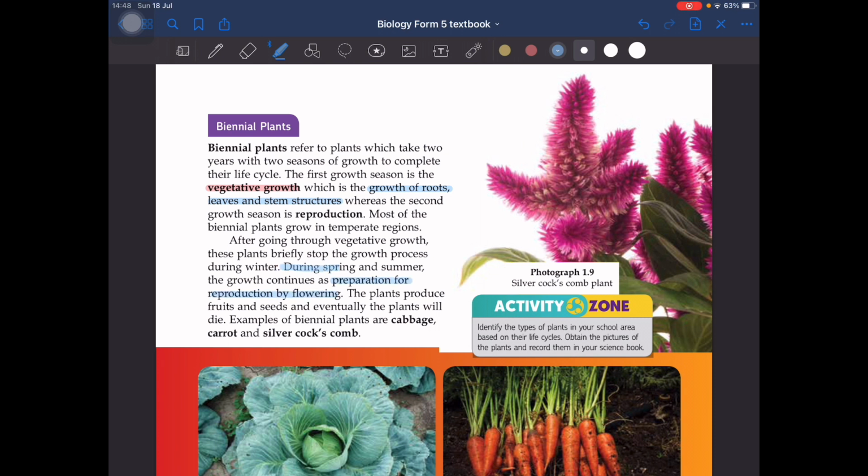Okay, during spring and summer. Preparation for reproduction by flowering. So the plants produce fruits and seeds, and eventually it will die. So that's the end of the life cycle.